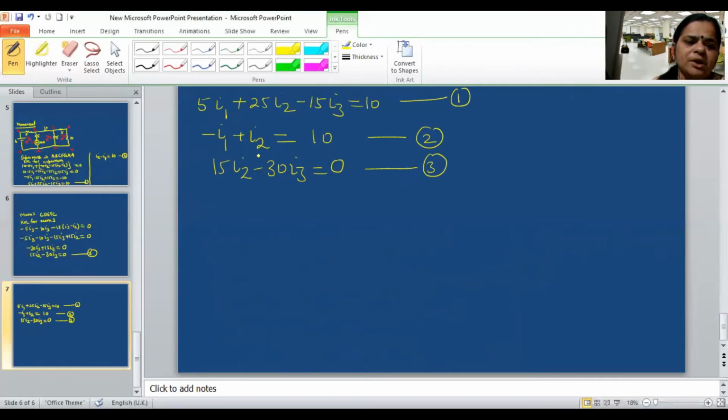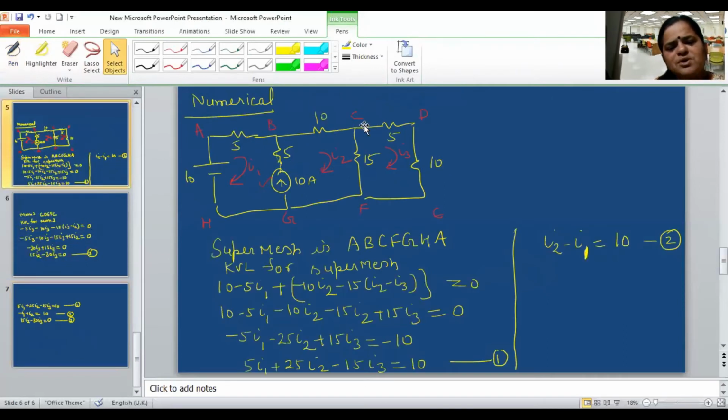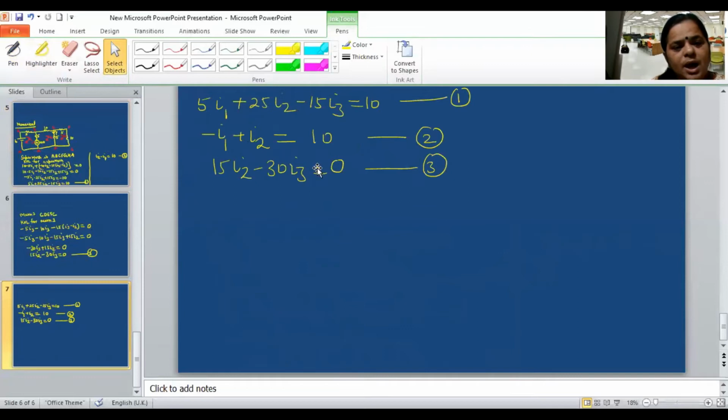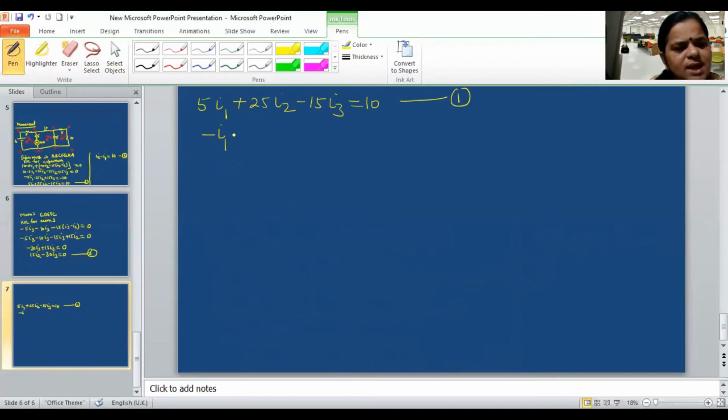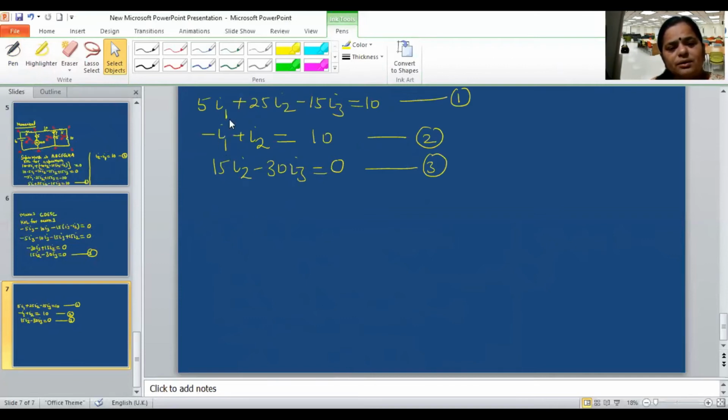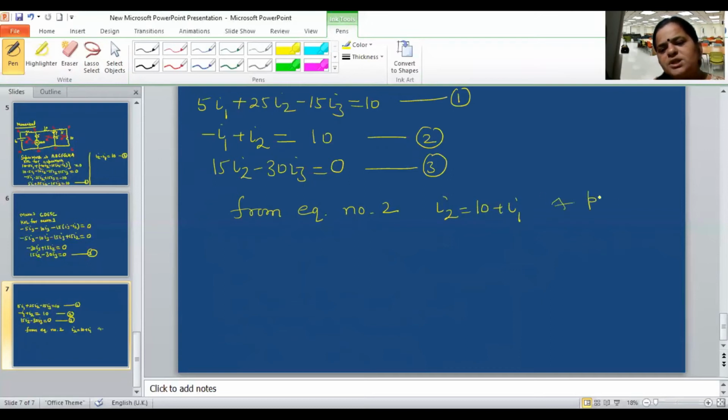Now we have 3 equations and 3 unknowns. Suppose my job is to determine the current in this 15 ohm resistance. So now we are supposed to solve these equations. How to solve these equations? What I can do, from equation number 2, I2 is equal to 10 plus I1, I can write and put in equation 1.